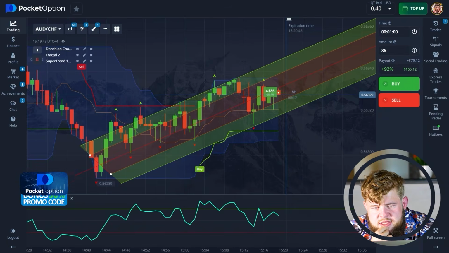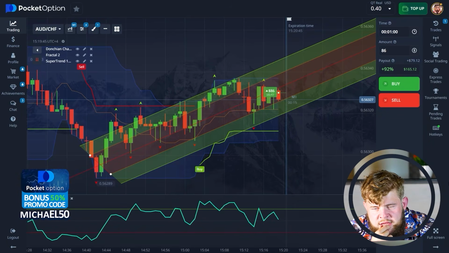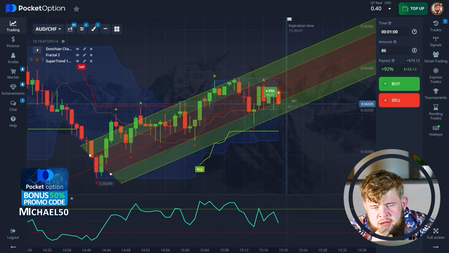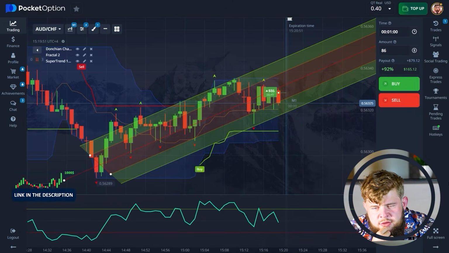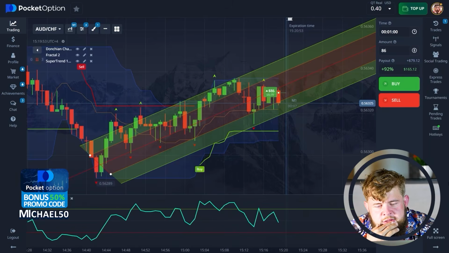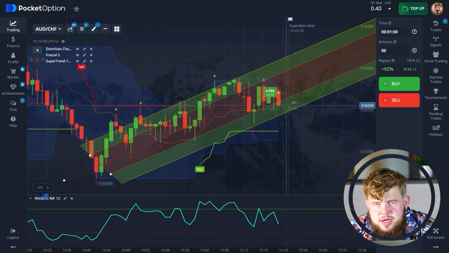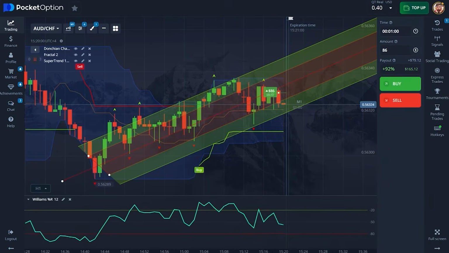You can clearly see that price is now staying on the middle line of the Donchian channel, and I think we're highly likely to break trade. Moreover, according to the super trend, we're strictly in the buy zone, and we're highly likely to continue growing right now.